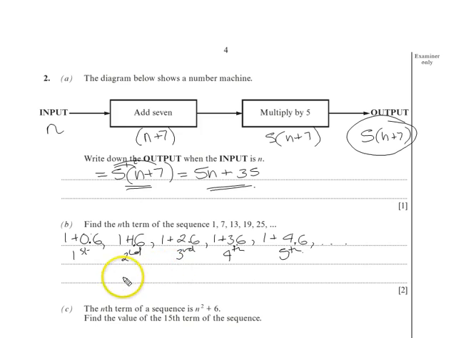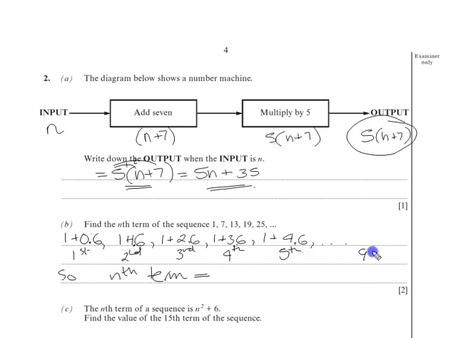We can start to work out what the nth term is. Now this is where it might get a little tricky, because we're generalizing things, aren't we? The first term was 1 plus 0 lots of 6. The second term was 1 plus 1 lot of 6. The third term was 1 plus 2 lots of 6. The fourth term was 1 plus 3 lots of 6. And the fifth term is 1 plus 4 lots of 6.